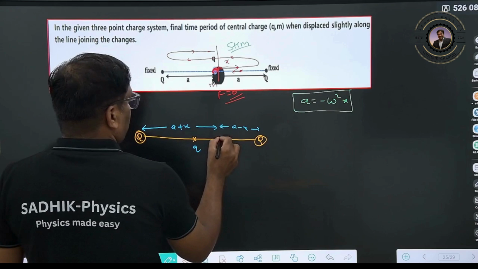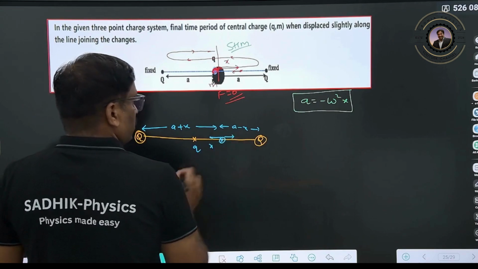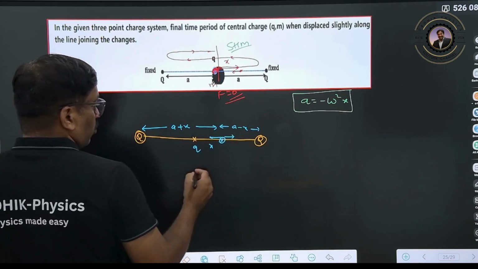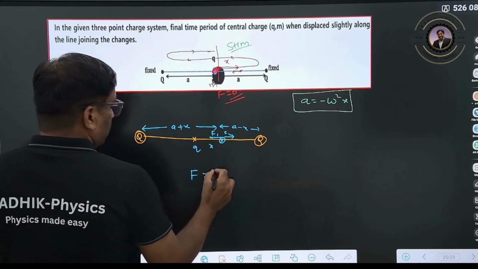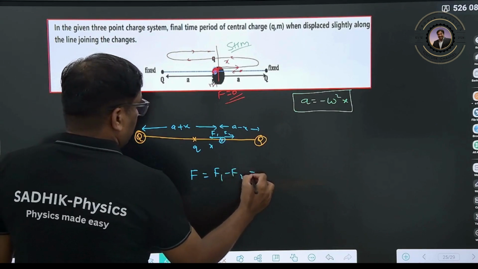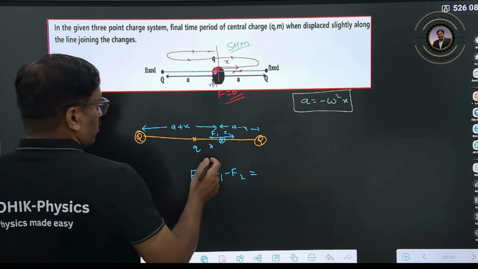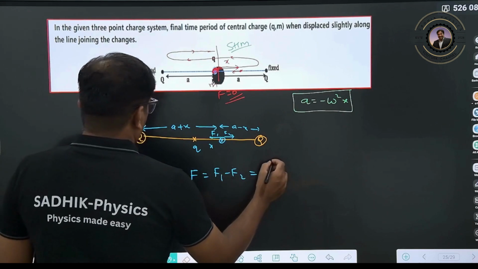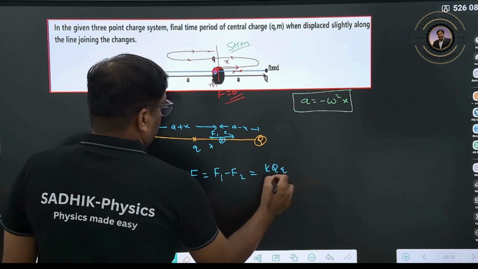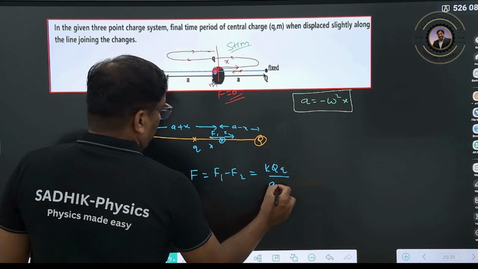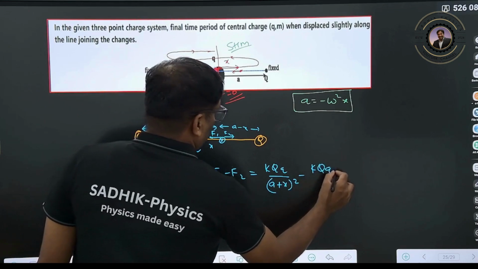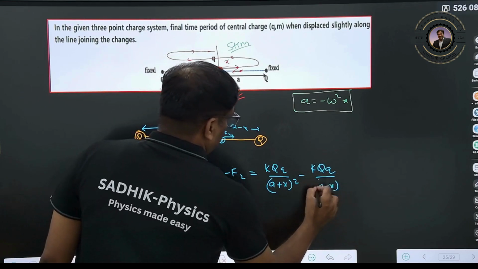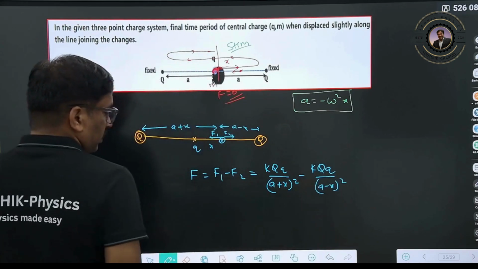So at this point the force will be toward this side, and toward this side. This side the force is more; this is F1 and F2. Therefore, the net force is F1 minus F2. Therefore, F is equal to how much now? K Q q by (a plus x) whole square minus K Q q by (a minus x) whole square. Clear?